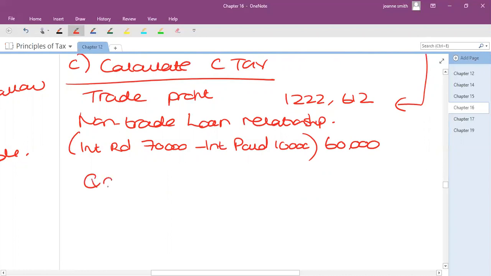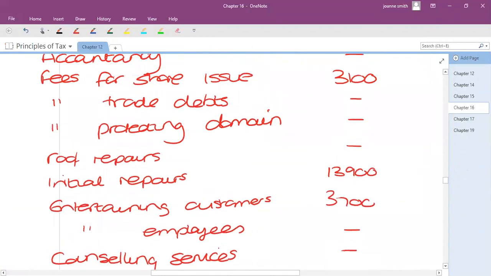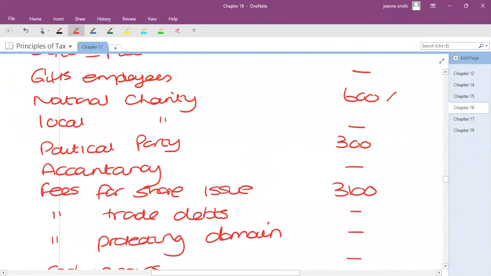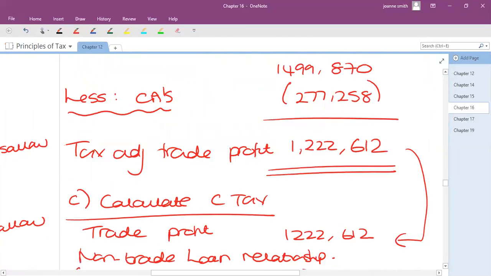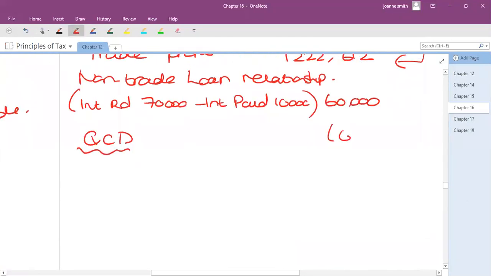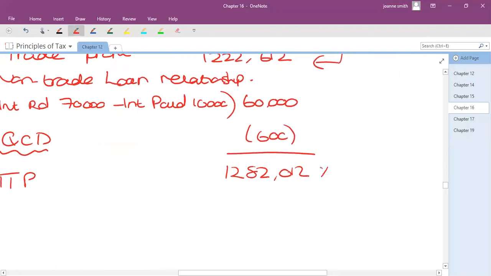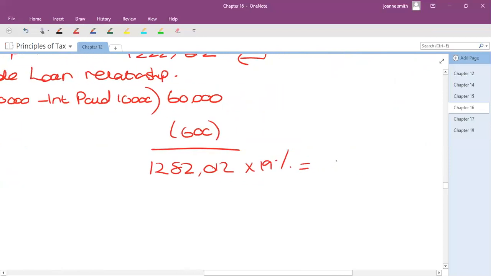We have no other income, so we've just got those qualifying charitable donations. So that's where we've disallowed anything up here because it's under the gift aid scheme. So it would be your national charity that we're going to claim relief for. So we're going to deduct the 600. So total taxable profit is going to be 1,282,012, and the tax will just be calculated by multiplying it by 19%. And that gives me 243,582.